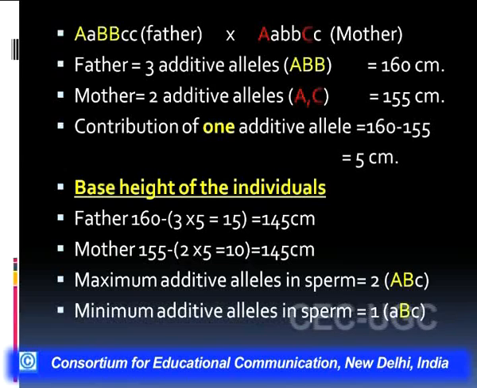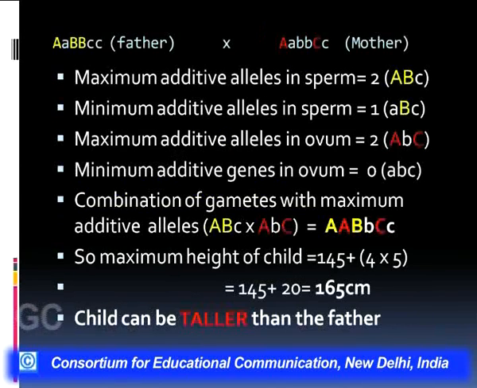Now, what could be the maximum additive value of their children? Father can contribute in his sperm a maximum of 2 alleles, because he is already 1 capital A and 2 capital B. So, only 1 of the B can come. So, that means father can contribute 2, mother can contribute just 1. In that case, maximum additive alleles in a sperm would be AB and from mother it would be AB.